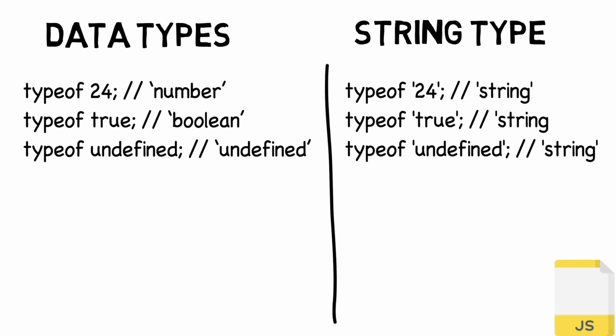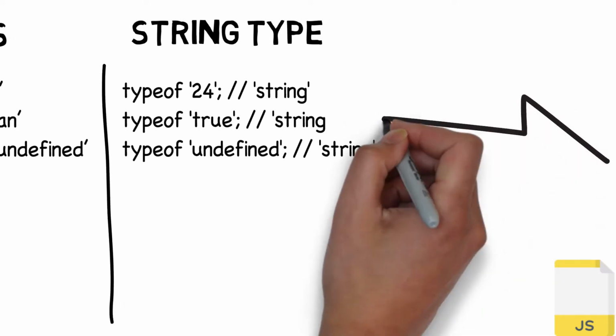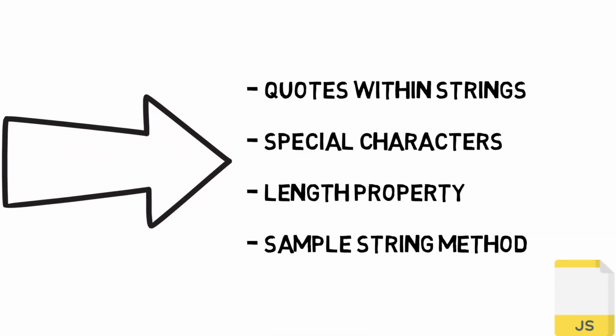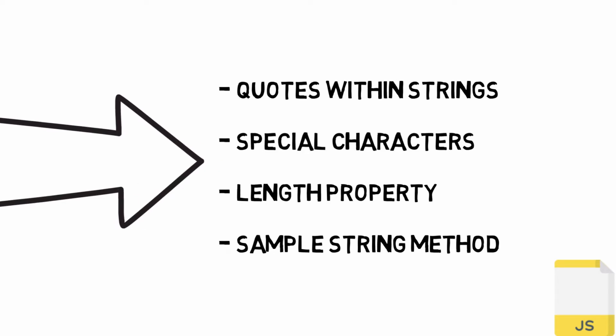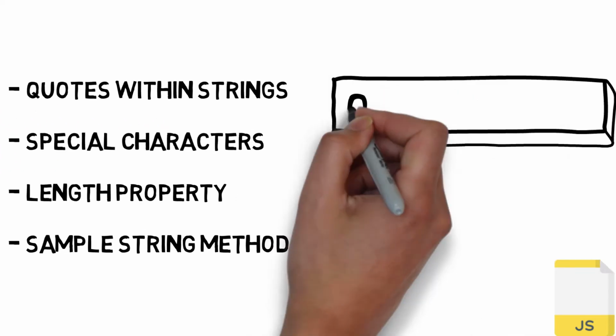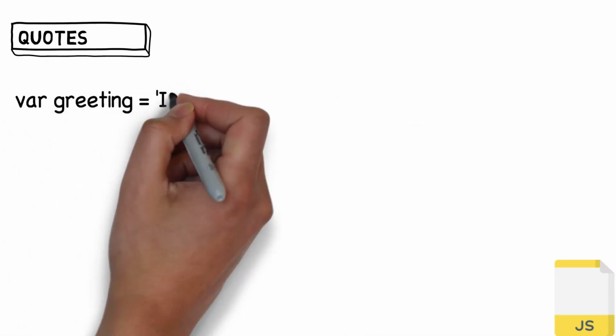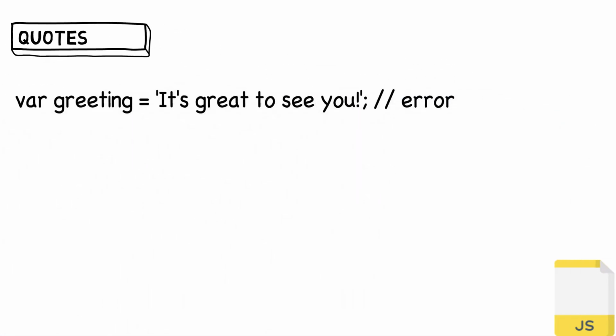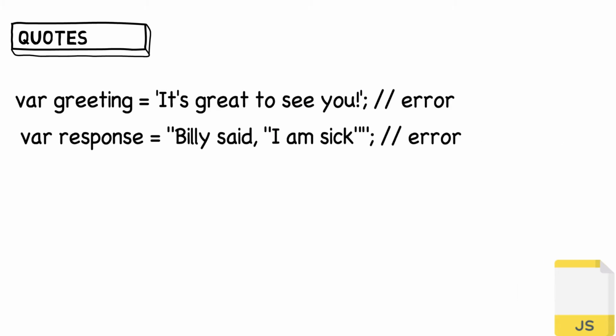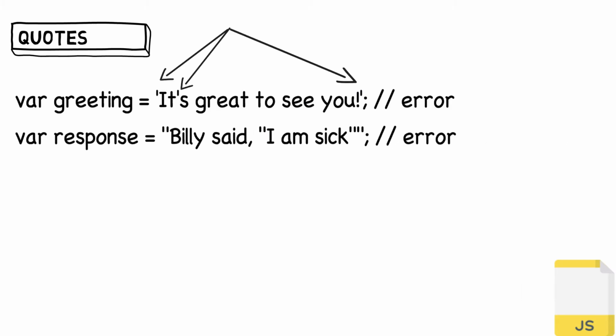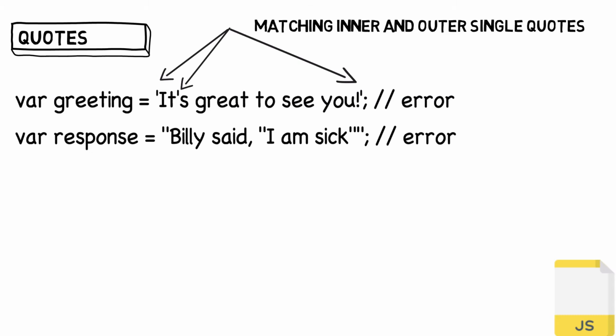We'll spend the rest of this lecture looking at quotes within strings, special characters, the string property .length, and a sample string method. What do we do if we want to have a quote within our string? Our JavaScript interpreter is going to have some problems with this. Let's look at a couple examples. If our quote matches what we use to enclose the string, we will receive an error in this case.